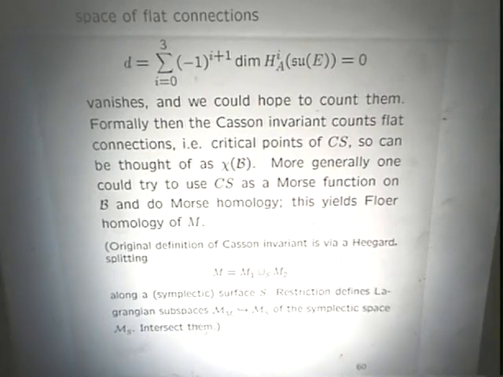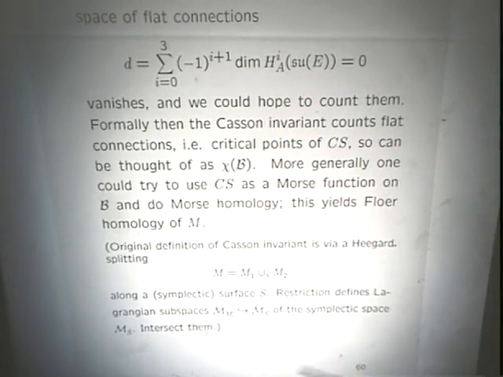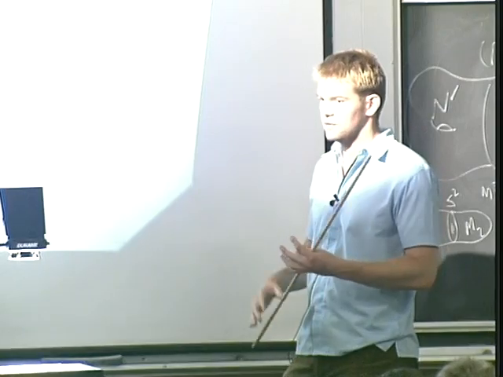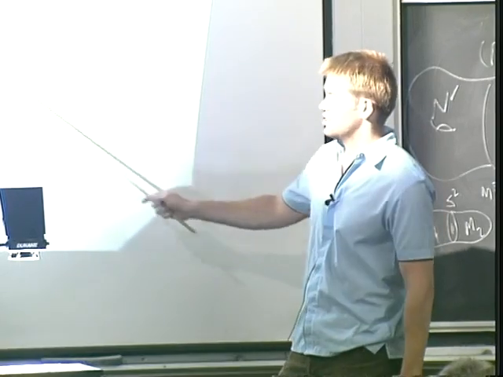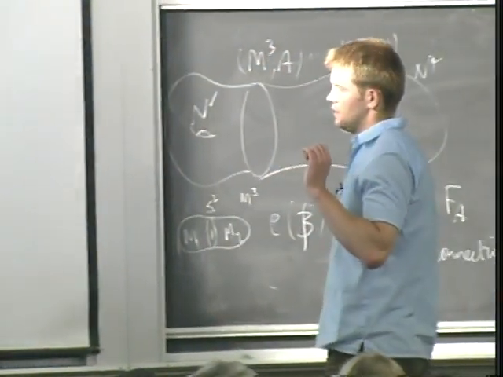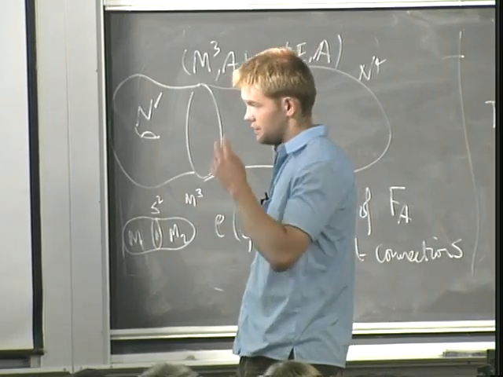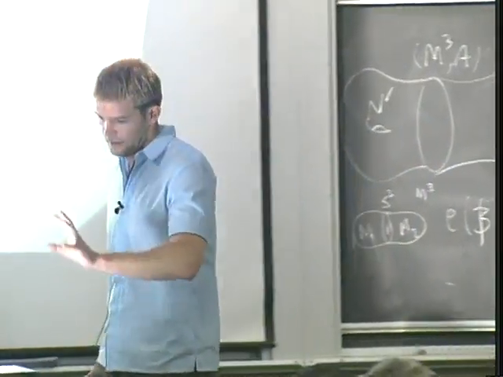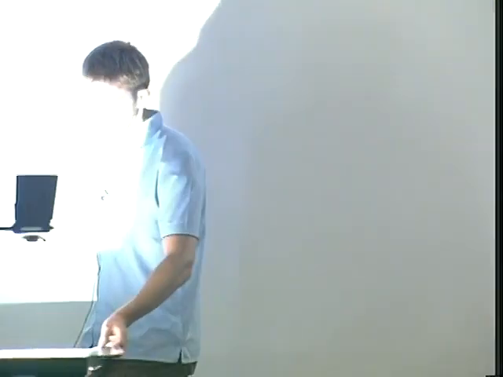So it's a flat connection on S, which extends both to M1 and to M2, because it's in the image of both restriction maps. So it's a flat connection on the whole 3-manifold. So formally, you can think of the intersection of these two half-dimensional subspaces as being the space of flat connections. So that was Casson's original definition. He showed by some perturbations and so on, you could make sense of that and get an invariant.